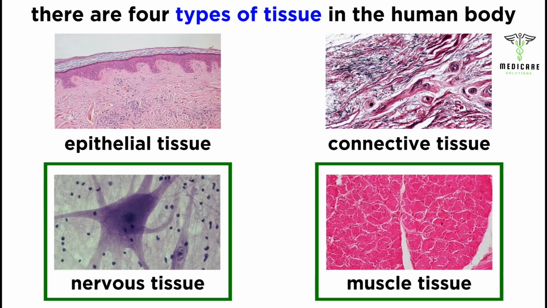There are two more types of tissue, those being muscle tissue and nervous tissue, but we will delve into those when we discuss the muscular system and the nervous system.